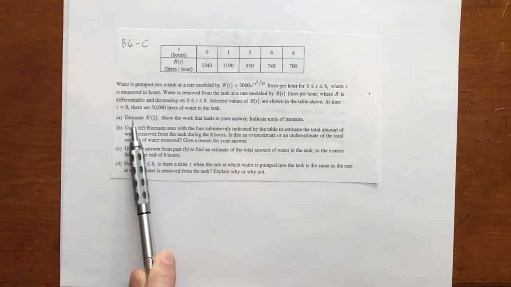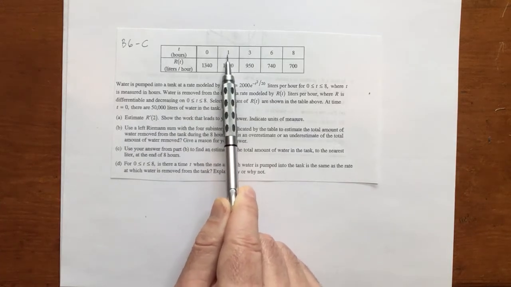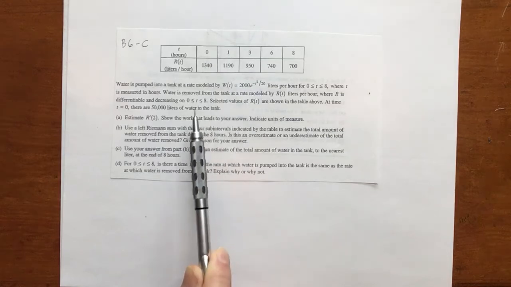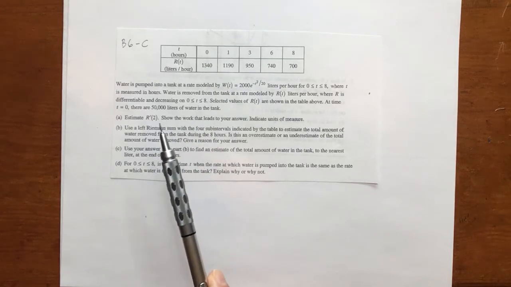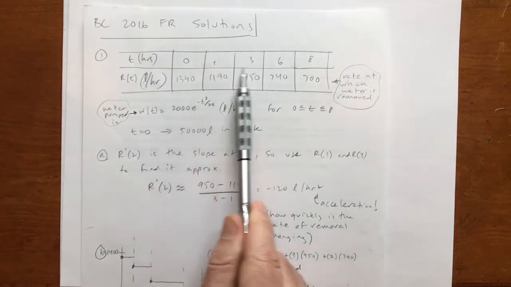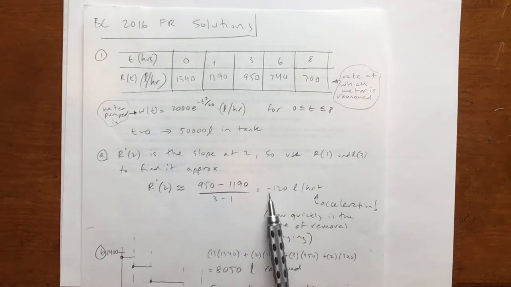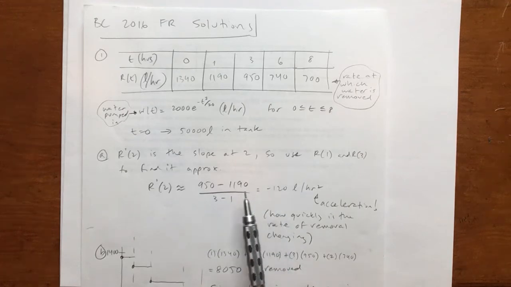And since we're estimating it, the only information they give us that we really could use for that would be these two ordered pairs here. And so I just used the slope formula. And there I have the two ordered pairs. So y2 minus y1 over x2 minus x1. Note that our slope is negative because R is a decreasing function.